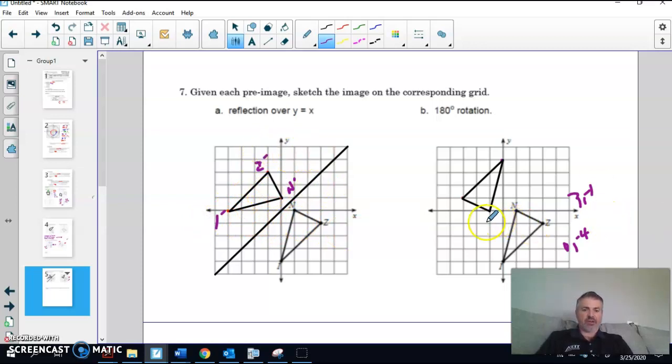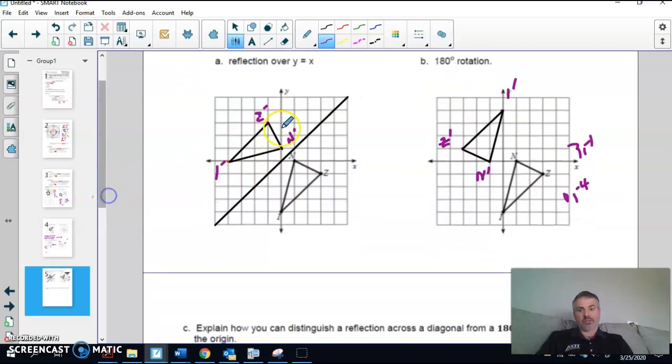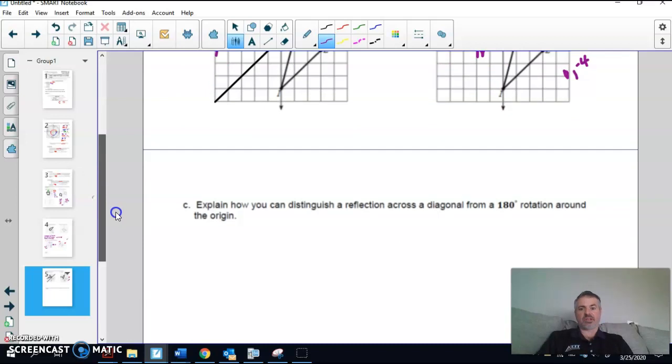When it's over here, my I prime was up here now. My N prime is here now. And my Z prime is over here. So this goes I, N, Z. This also goes I, N, Z in the same direction. So you don't get reverse orientation on a rotation like you do on a reflection. So sometimes you're going to get stuck and you're not going to know which one's which. That's when you've got to figure out the order of the letters. Am I getting the reverse orientation of the letters? If you are, it's a reflection. If you're not, it's going to be a rotation.